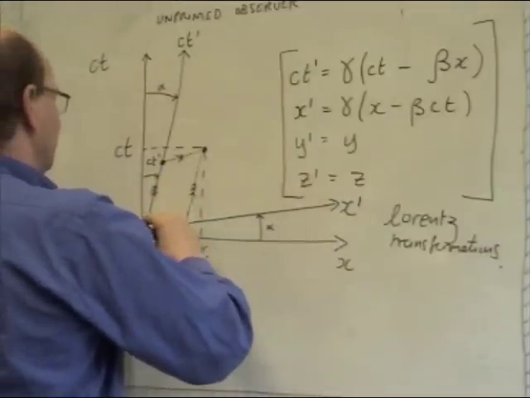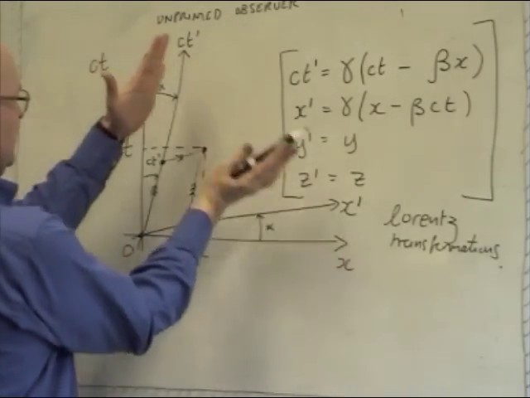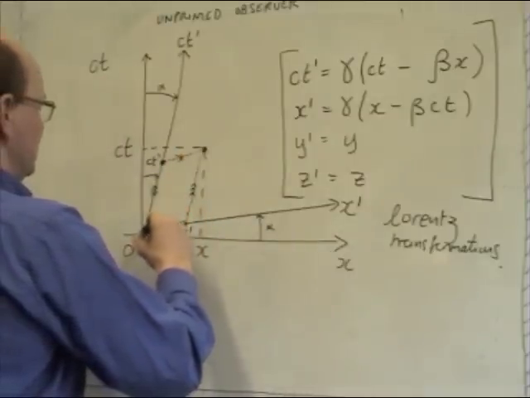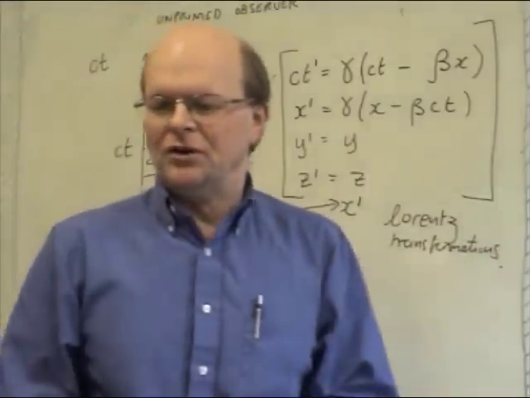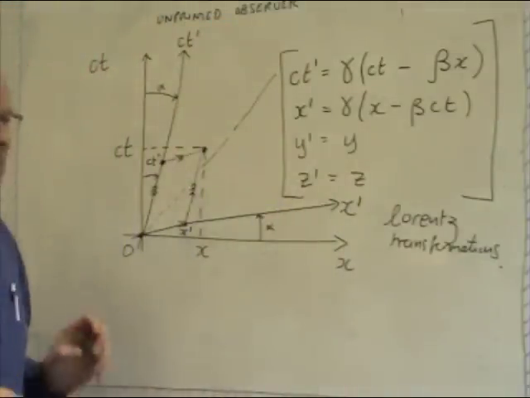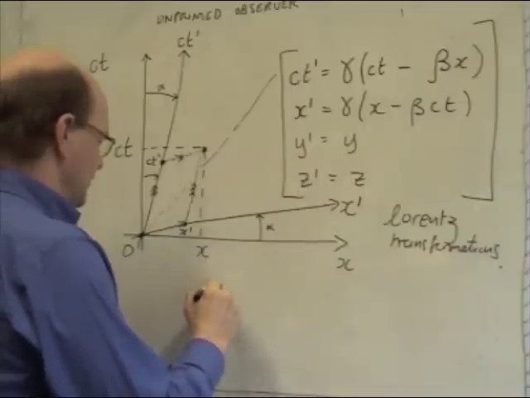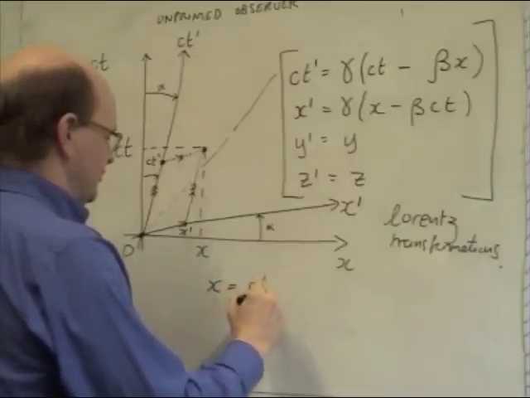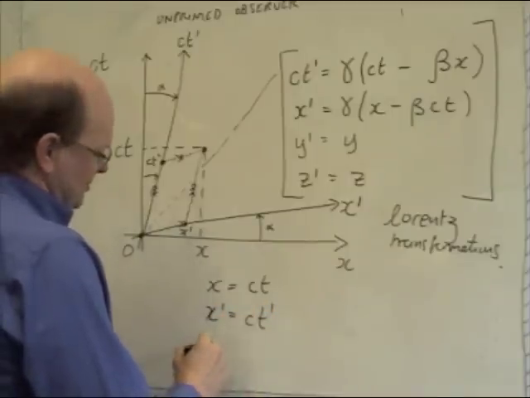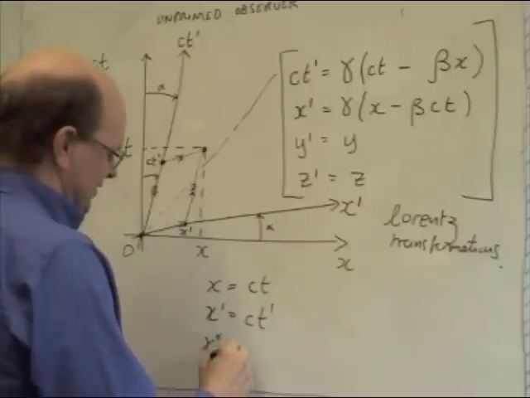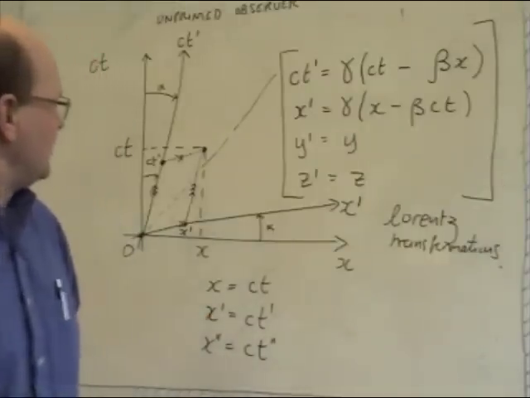And the ultimate is for very fast-moving primed observers, the CT primed and the x primed axes will rotate around more and more until they actually meet. Where do they meet? Well, they meet at 45 degrees. Which means that all observers agree on the equation of the world line of a photon, because for the unprimed observer, it's x equals ct, and for the primed observer, it's x primed equals ct primed. And for the double primed observer, moving at a different relative velocity, x double primed is going to be equal to c times t double primed. In each case, the gradient of the world line of the photon is the same.